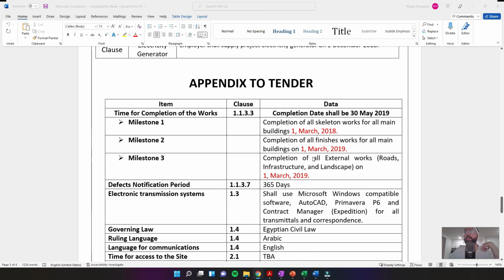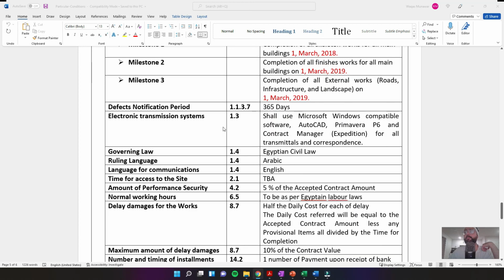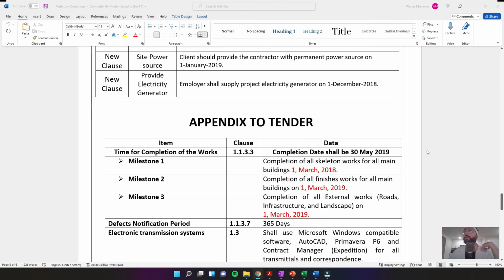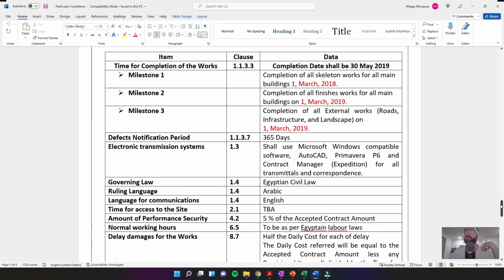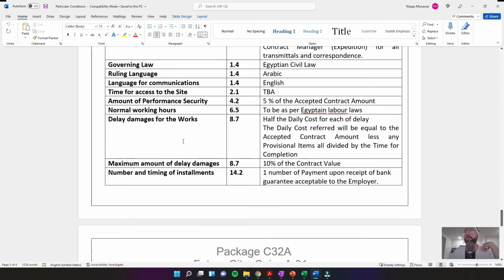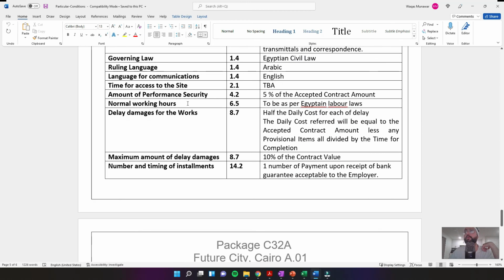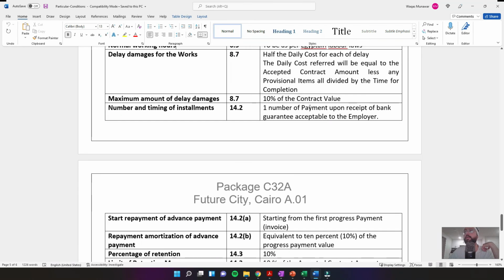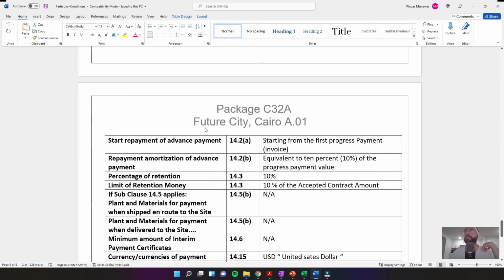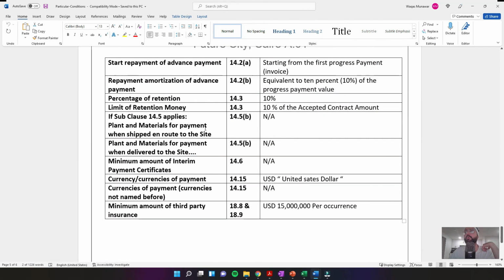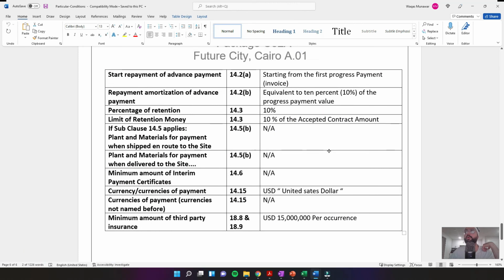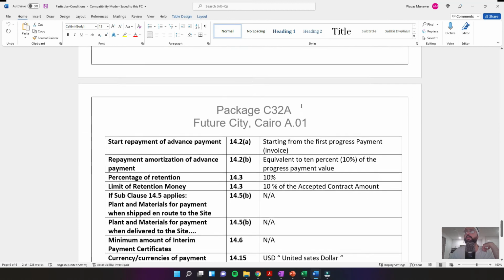Then there's an appendix. Let's say there are some things which are not part of these clauses. For example, we have a summary of everything. What are the normal working hours? If there's delay, how are we going to cost that? What is the maximum amount of delay damages? And what currencies are we going to use, and all that stuff. So you can also pause the video and look at this.